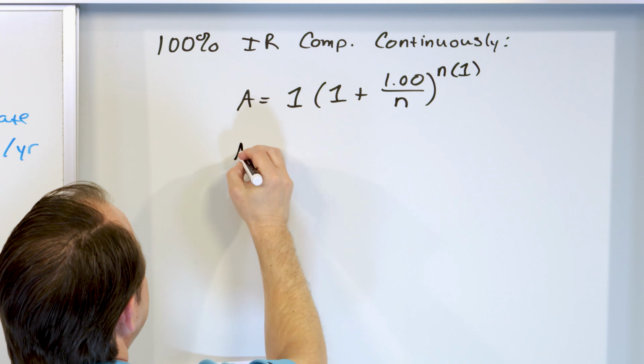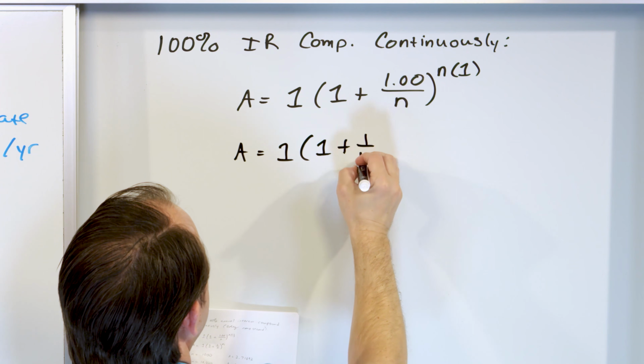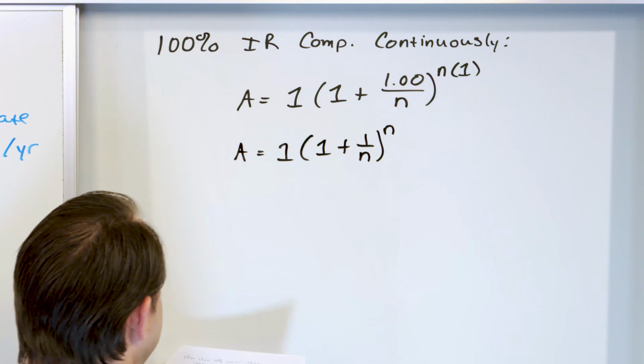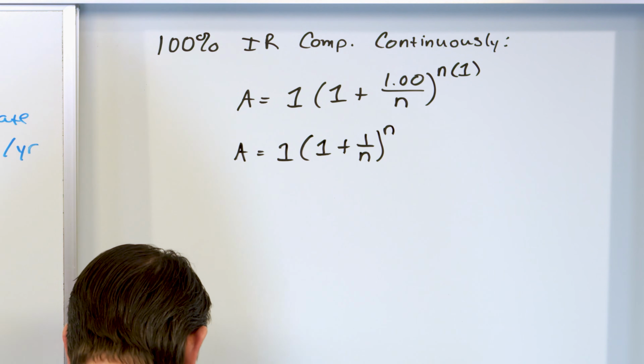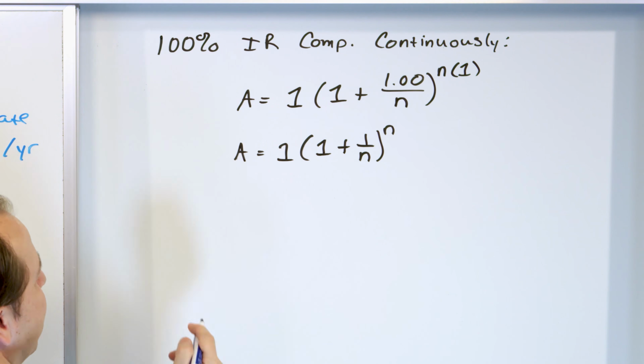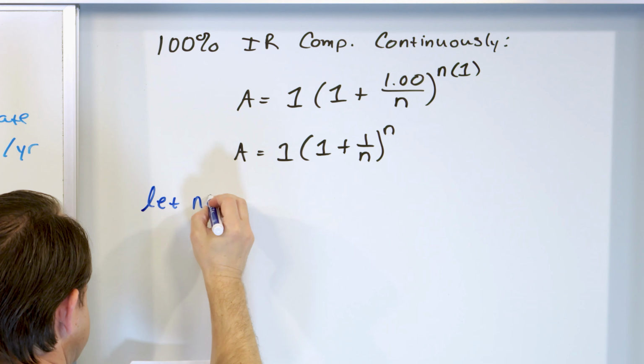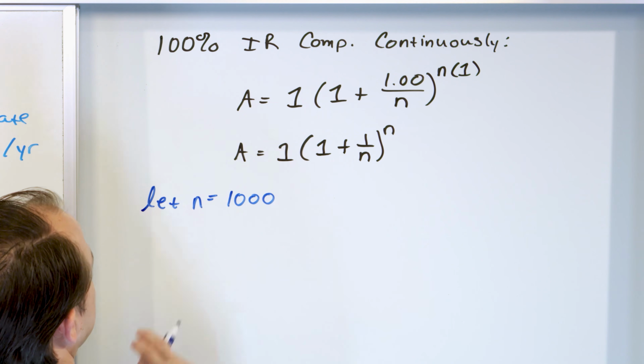So what I'm going to end up getting is 1 times (1 + 1/n)^n. That's what this is. Now we said we want to compound it continuously. I don't really know exactly how to calculate it continuously, but let's try to get as close as we can. Let n equal 1,000.